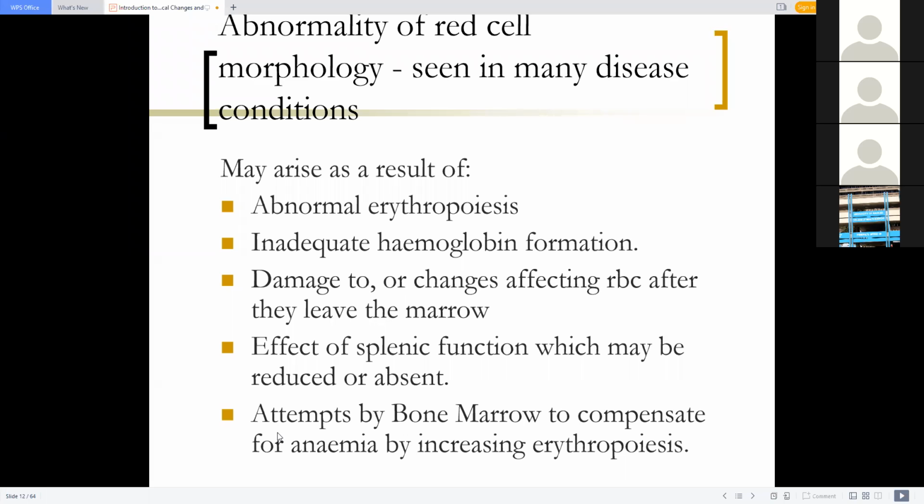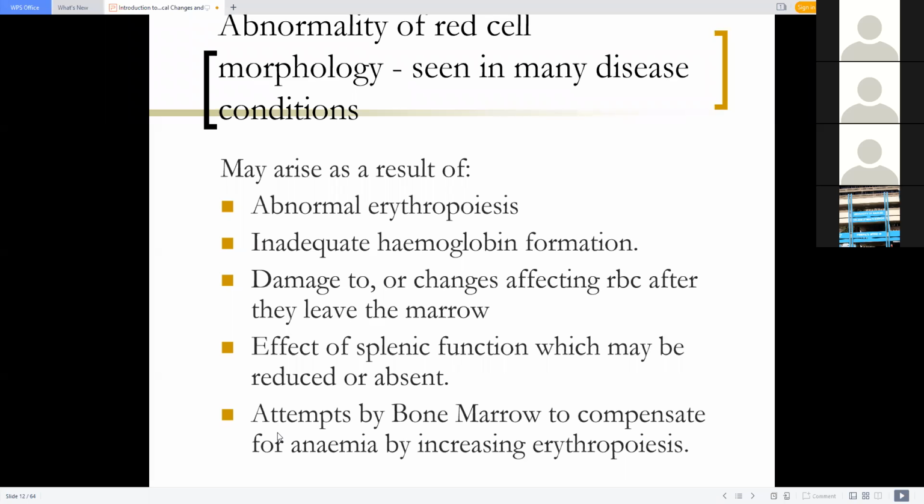You can have a very normal red cell leaving the bone marrow, but this red cell may be damaged in peripheral circulation, in the spleen, for example. The membrane structure may change, or the membrane composition may change, and the red cell changes its shape, and then you get the various poikilocytes that we're going to see.